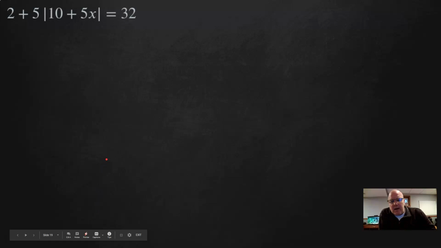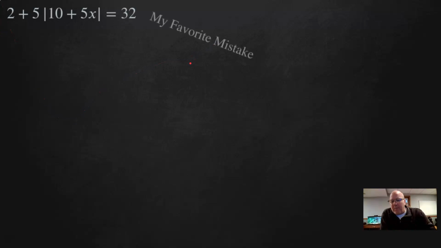So we can really load up these equations on the left side with this absolute value sign here. In this particular one, and this is going to be our final example, we have a lot of things going on in this equation. We have 2 plus 5 times the absolute value of 10 plus 5x is equal to 32. It's in no shape right now to draw a picture because we have too many things around the absolute value symbol. I'm going to start by showing you my favorite mistake that students make on this problem.